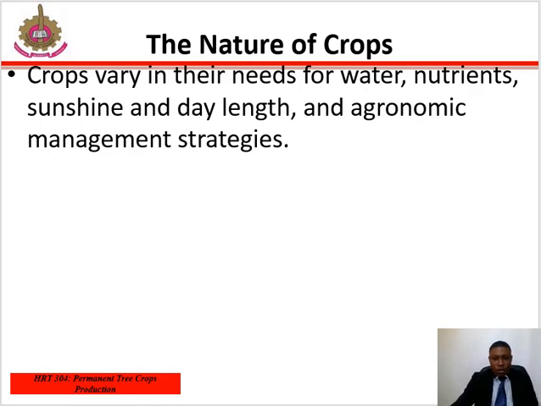Let's discuss briefly the nature of crops. Crops vary in their needs for water, nutrients, sunshine, and day length, and agronomic management strategies. For example, water is very critical in the growth and production of sugarcane, bananas, plantain, rubber, and to some extent oil palm and pawpaw. Whereas in the production of cotton, groundnut, and beans, sunshine and daylight are the most critical.